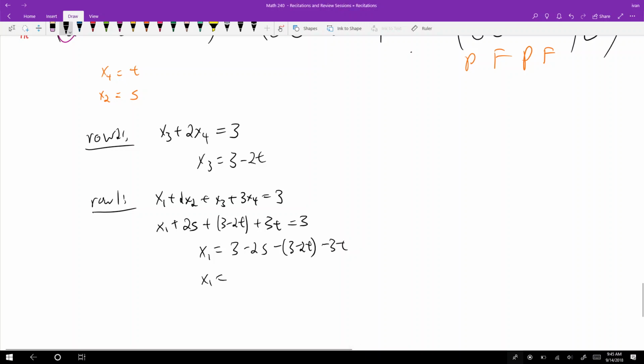So that's the last step, to simplify this. Yeah, the 3's cancel out, and then you get negative 2s, and then that's a minus t. Alright, so here's our vector. x1 is negative 2s minus t. x2 is s, x3 is 3 minus 2t, and x4 is t. There we go. That's a solution.